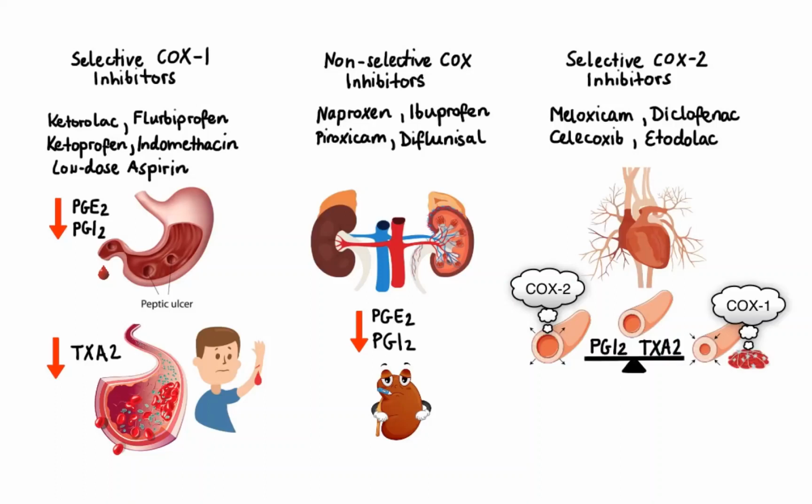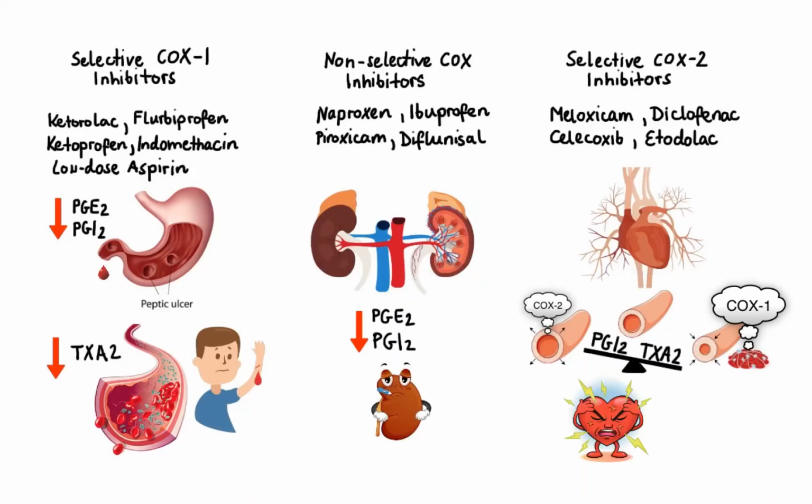So now, the problem arises when selective inhibition of COX-2 tips the balance in favor of thromboxane A2 formation. This makes vasoconstriction and platelet aggregation more likely to occur. This in turn leads to increased risk of cardiovascular events, including myocardial infarction and stroke.